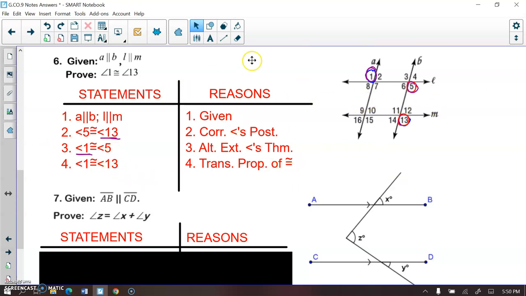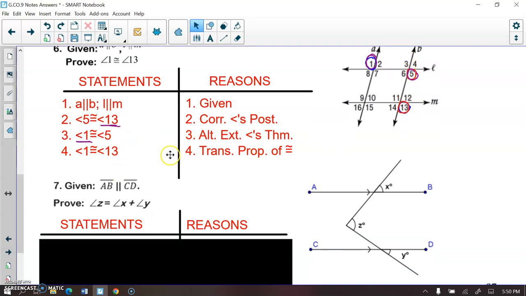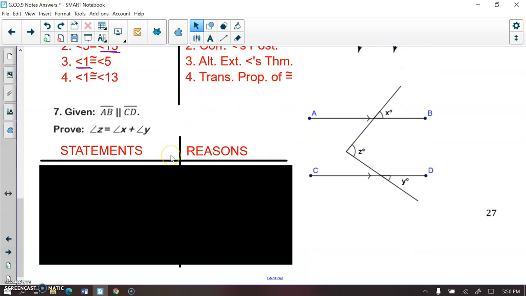Now, this is not the only way that you could go about it. You could have also gone with saying angle 1 and angle 3 were congruent by corresponding angles theorem, and angle 3 and angle 13 were congruent by alternate exterior angles theorem, and then went to the transitive property. That would have been acceptable as well.